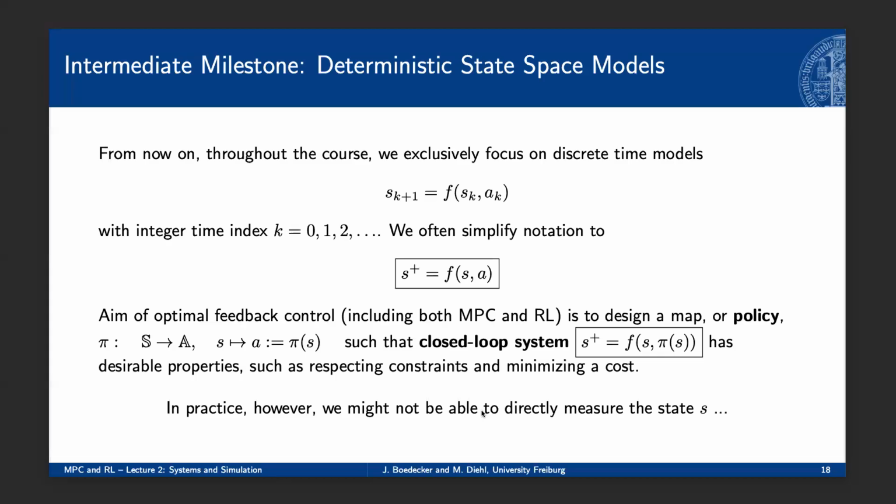And this policy should make the closed loop system, which I put here in the lower box, have desirable properties. The closed loop system is just the state evolution under the controller. So we want that this, of course, respects constraints, and it should also minimize some cost. This is in a nutshell what closed loop control and optimal feedback control are about.